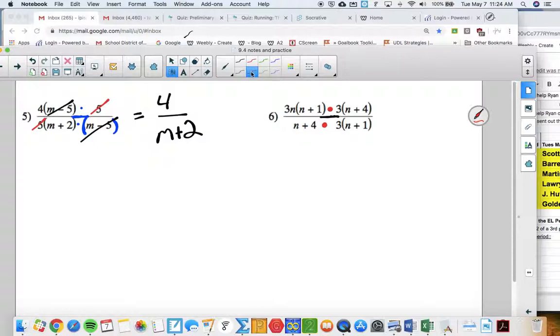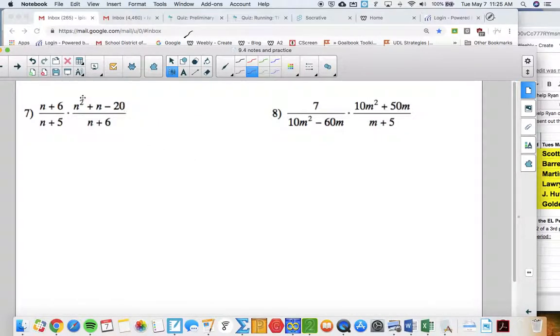Since there's 2 terms to the left here, this all is getting multiplied with everything over there. So now I can start cross-canceling. 3 and 3, n plus 1 and n plus 1, n plus 4 with n plus 4. Ooh, that was fun. All I have is 3n left.